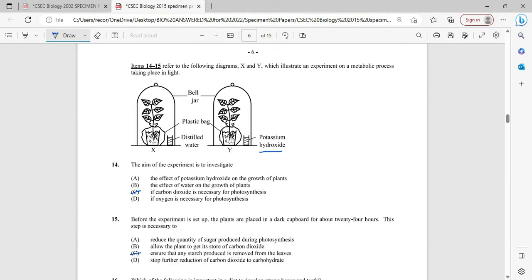Before the experiment is set up, the plants are placed in a dark cupboard for about 24 hours. This step is necessary to ensure that any starch produced is removed from the leaf. If it's a fair test, we want to just remove one variable. So if we remove the starch from the leaf and we put potassium hydroxide in the setup and prevent any air from getting into that bell jar, then we'll be sure that it is the potassium hydroxide that is responsible for the plant not being able to photosynthesize, as all other conditions are kept.